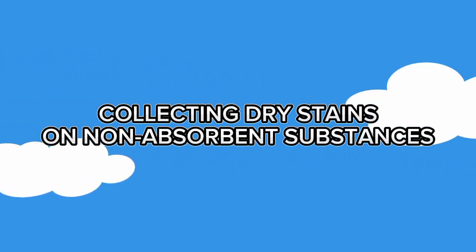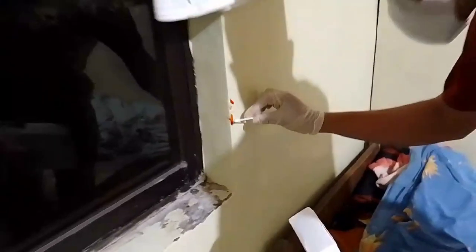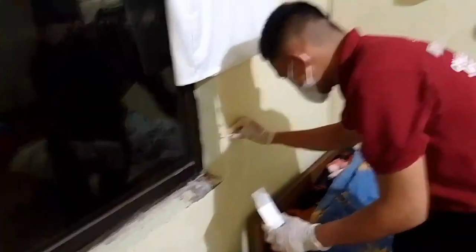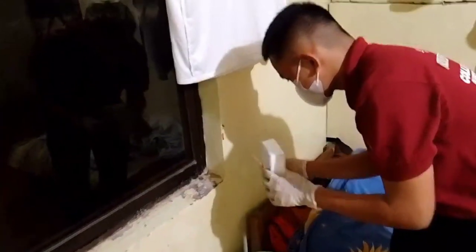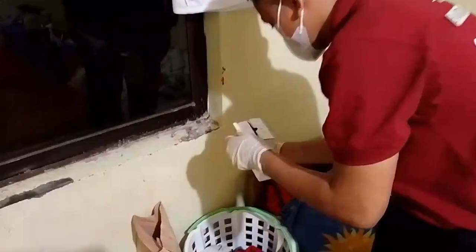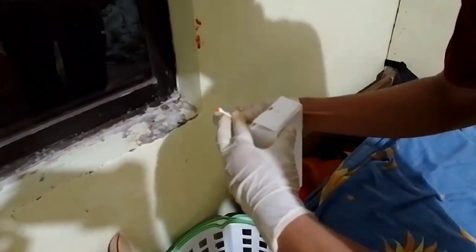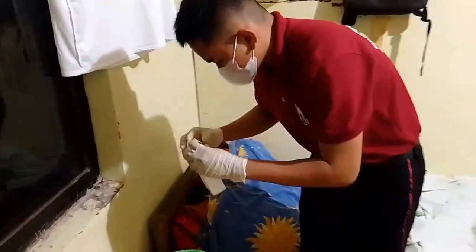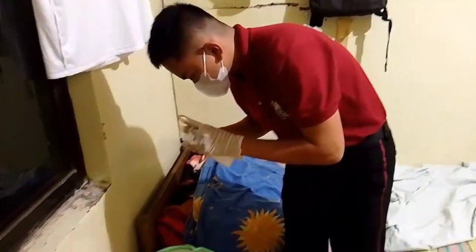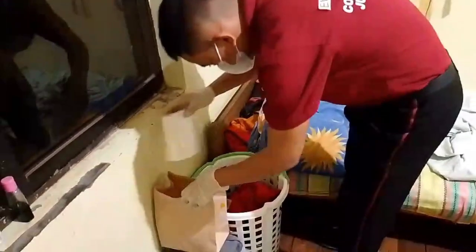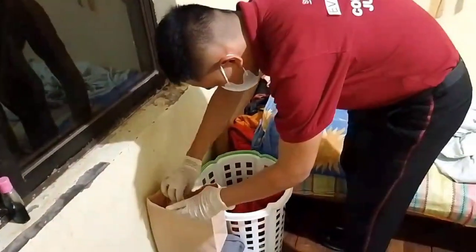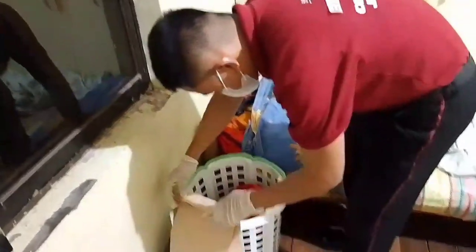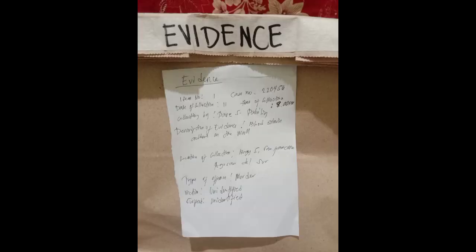Next is collecting dry stain on non-absorbent substances. The procedure that I'm going to do is use a cotton bud. I rub it on the stain area where the blood stain is located. Then put it in the box, and after putting it in the box, put the box in the paper bag and seal it for preservation of the evidence.